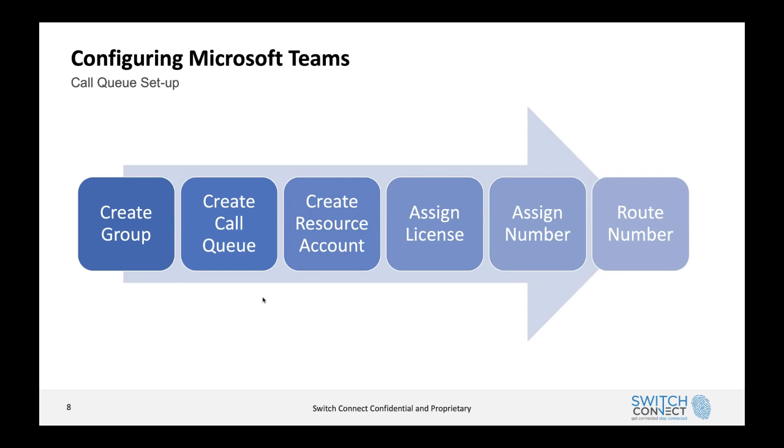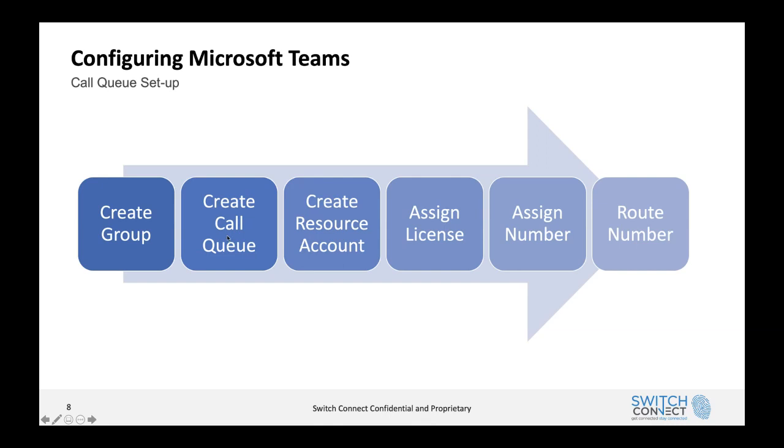So one of the ways that we recommend is to step through that in a logical fashion. Create the security group, Teams group or mail distribution list that has all the agents in it. Then create your call queue. From there, you can create the resource account. Once you've done all that and set all your call queue options, you can go back into the admin portal, assign the license, and then jump into PowerShell, assign the number and route the number through. That's the most logical way so you don't end up double backing yourself.